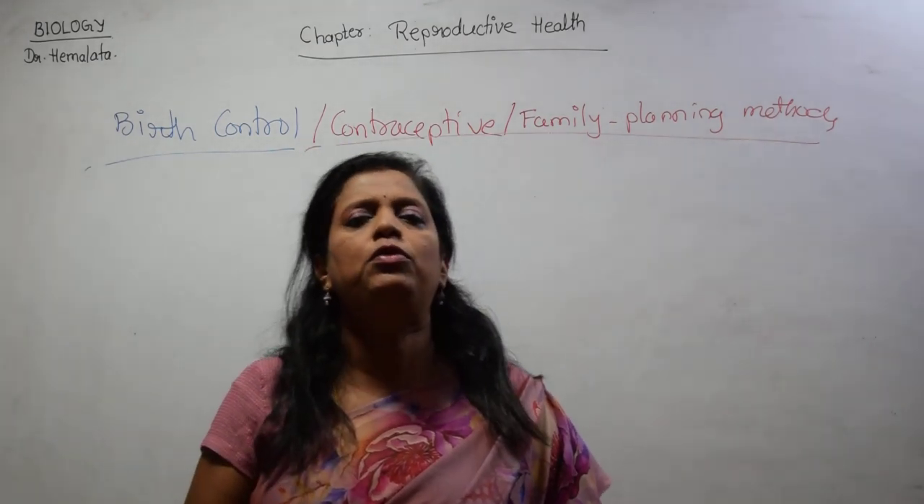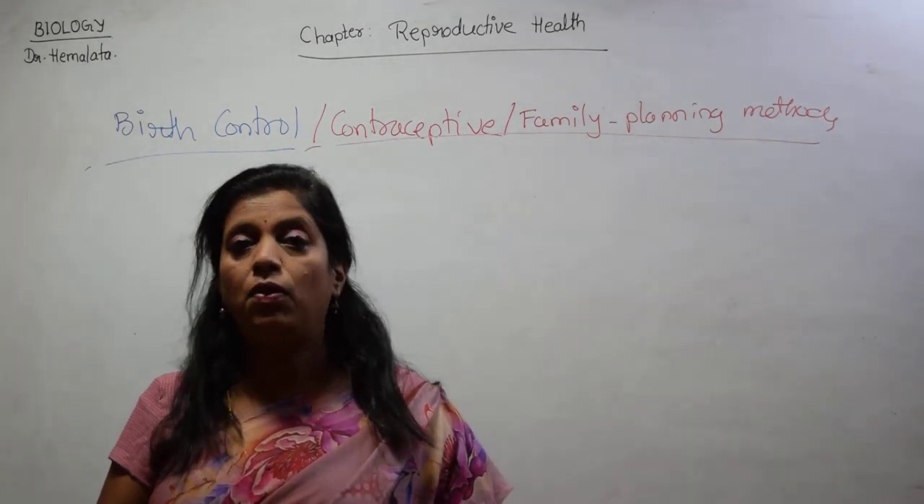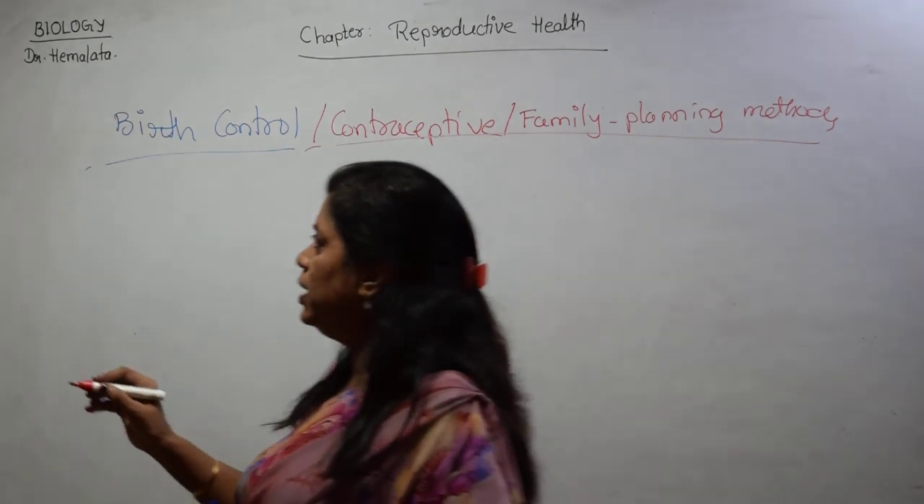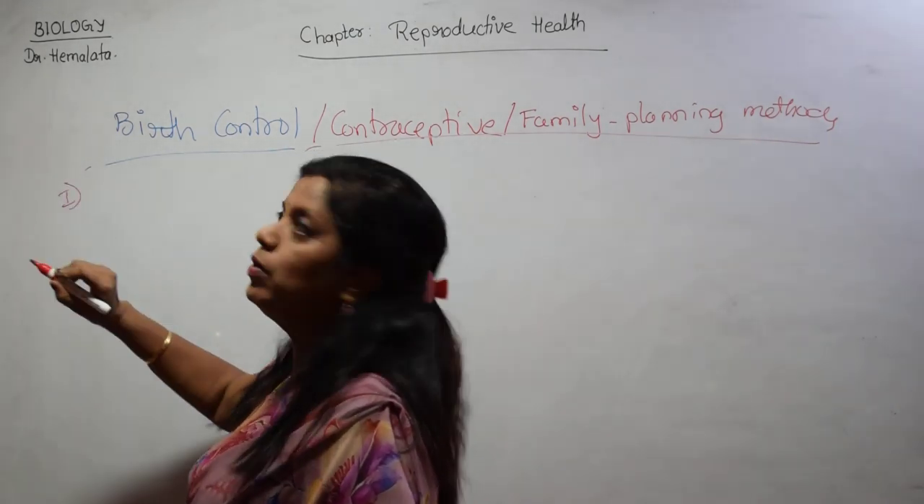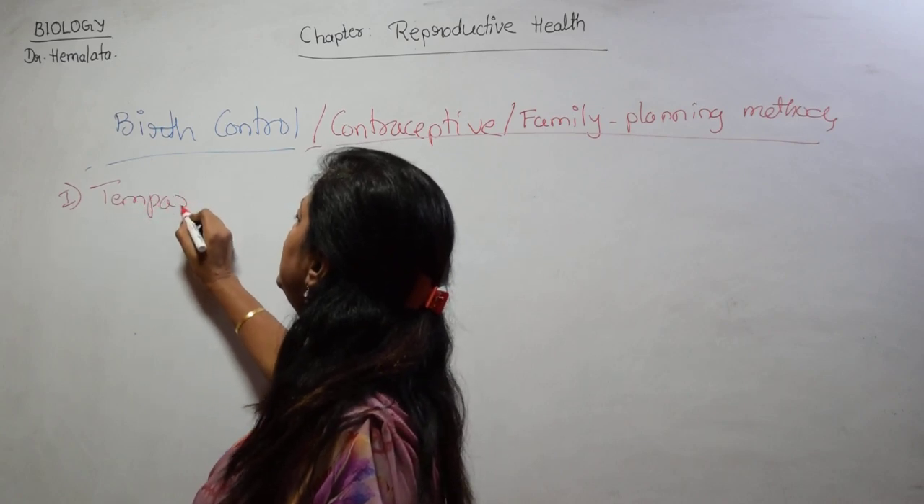So let us learn about these various methods of birth control. Initially, I will just give you two divisions, two groups. Some are called temporary methods, some are called permanent methods. So let me give you the first type of contraceptive methods as the temporary methods.